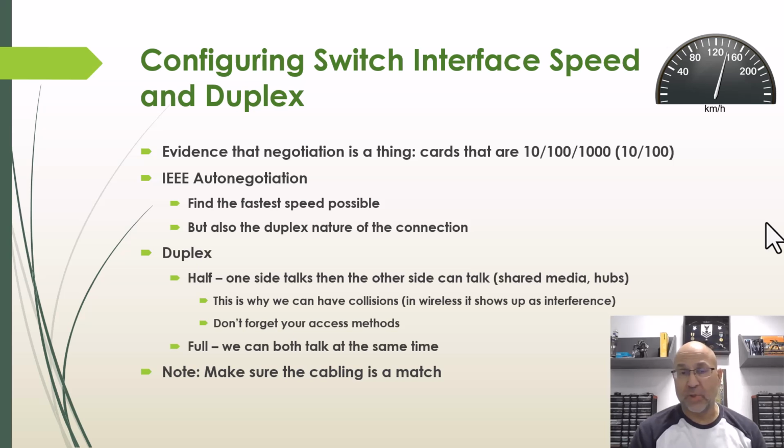Full duplex is what switches want to do, right? If you've got a node connected to a switch or two switches connected together, they're going to do full duplex, which means that the two sides can talk at the same time. It effectively doubles the bandwidth on that link.